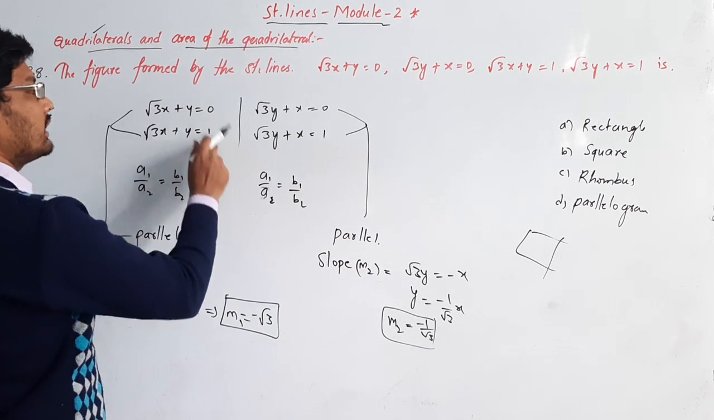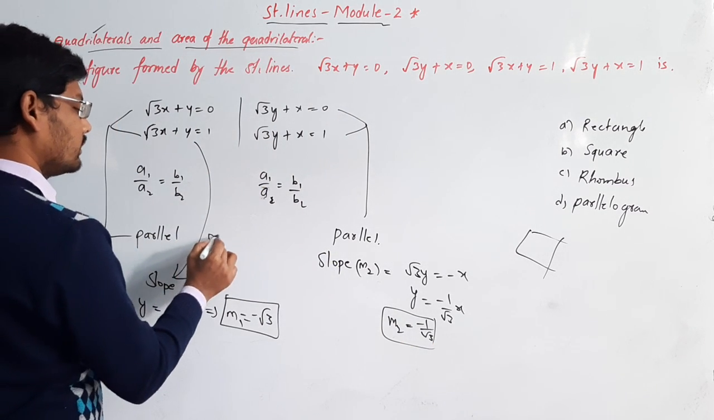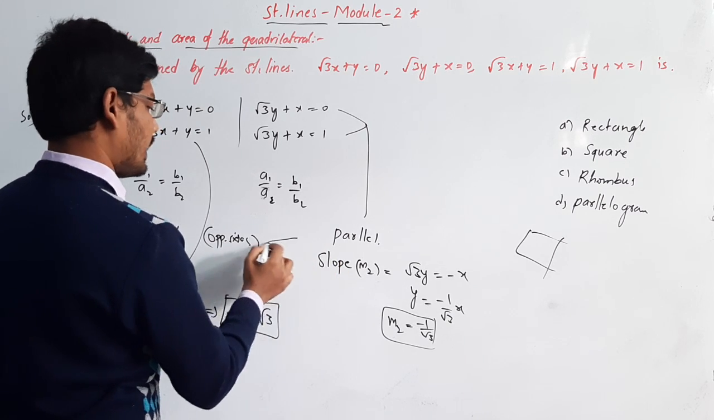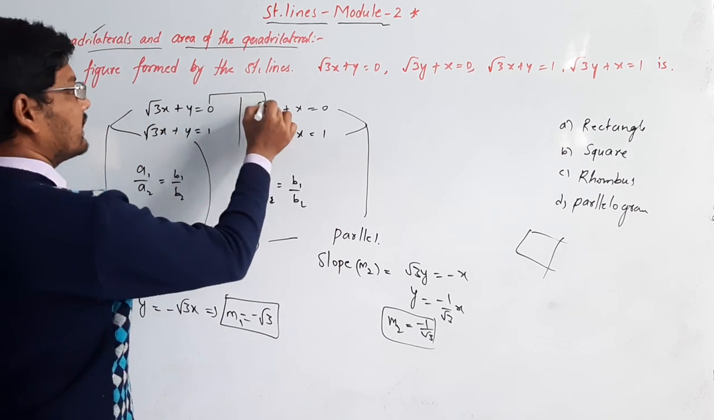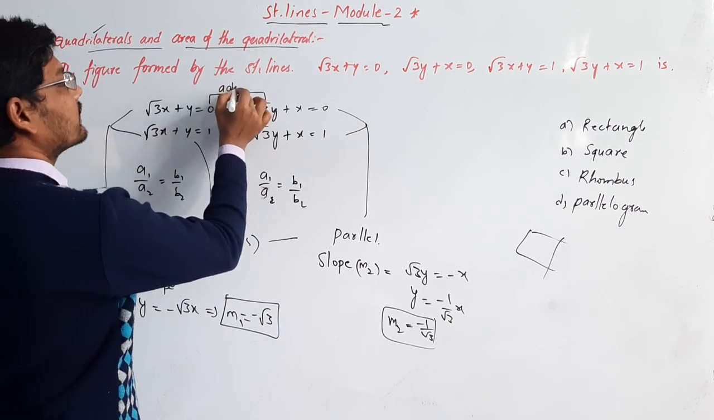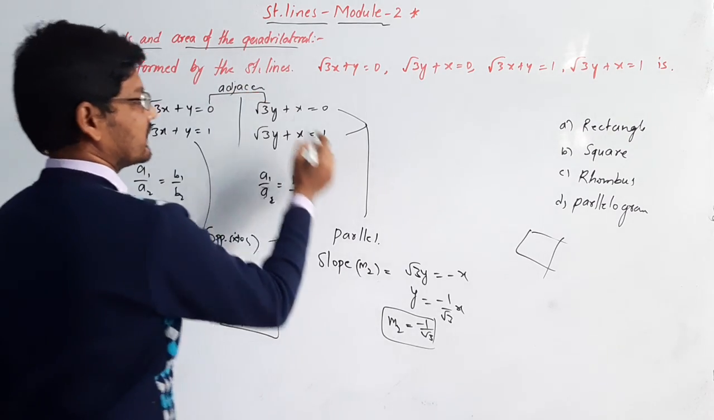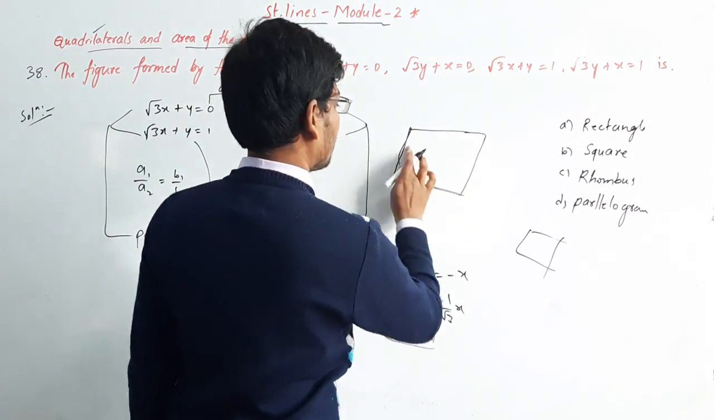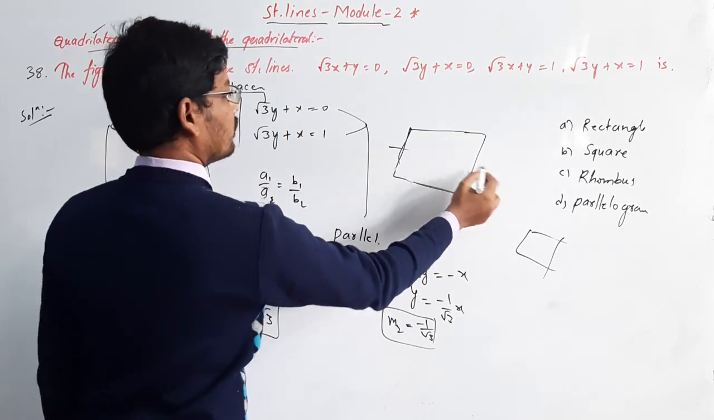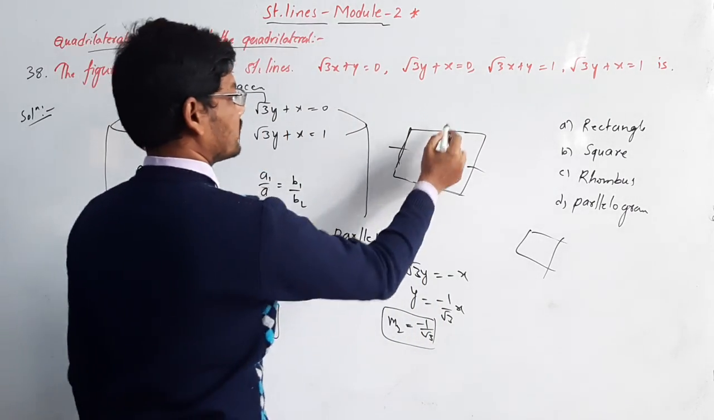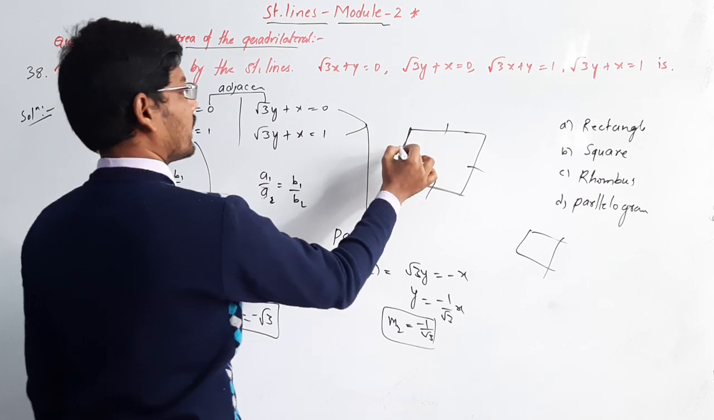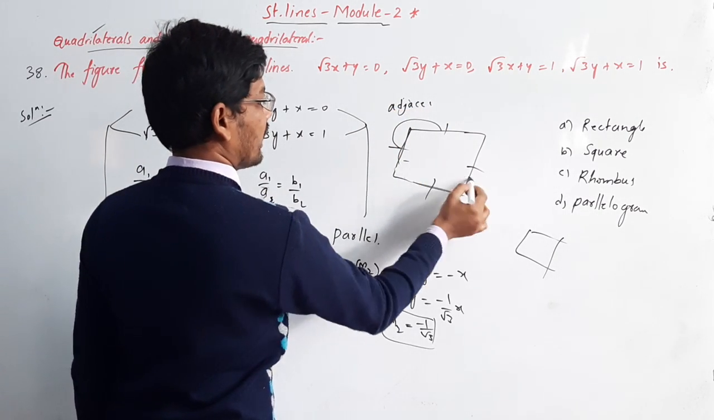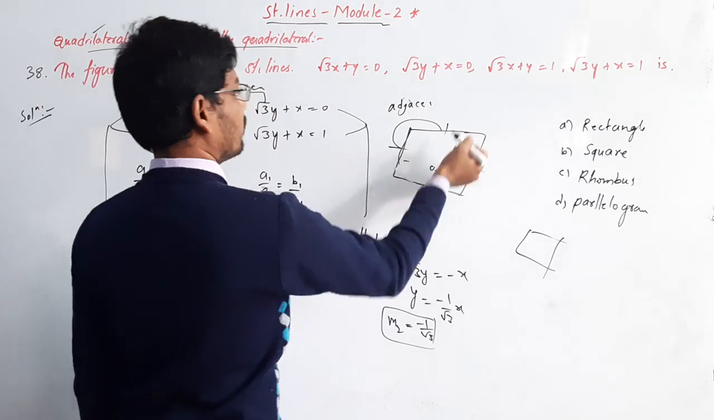Here these two lines are parallel, opposite sides. These two are opposite sides. These two lines are adjacent sides. For example, if you take any quadrilateral here, these two are parallel, opposite sides. So these two are adjacent. These two are opposite. These two are adjacent.